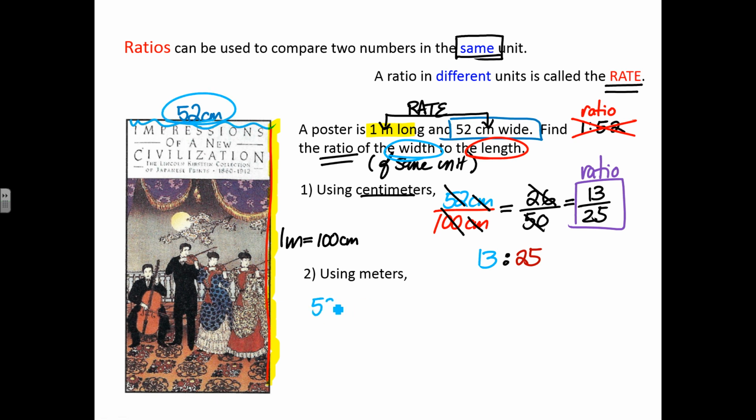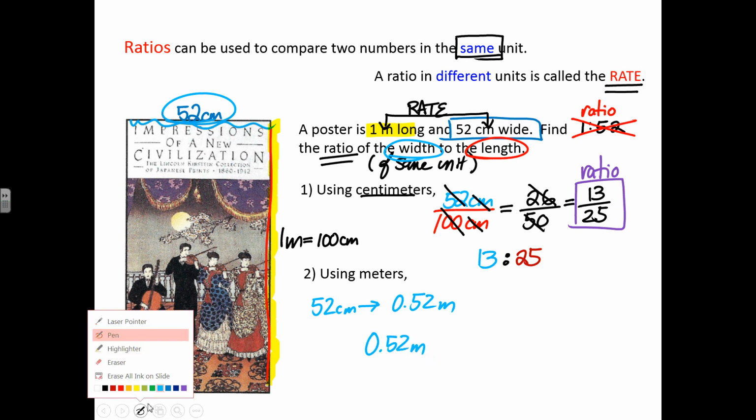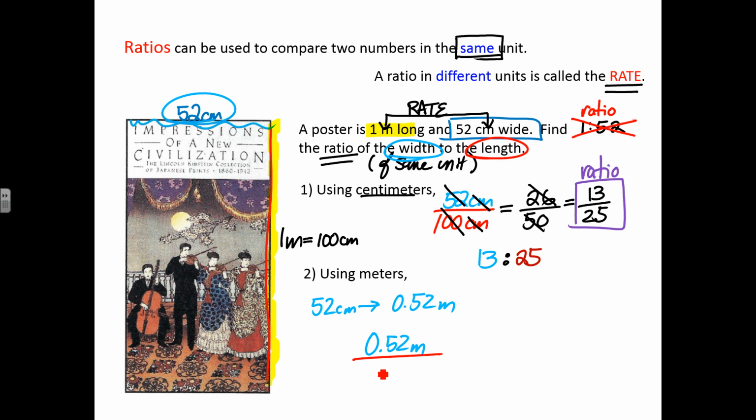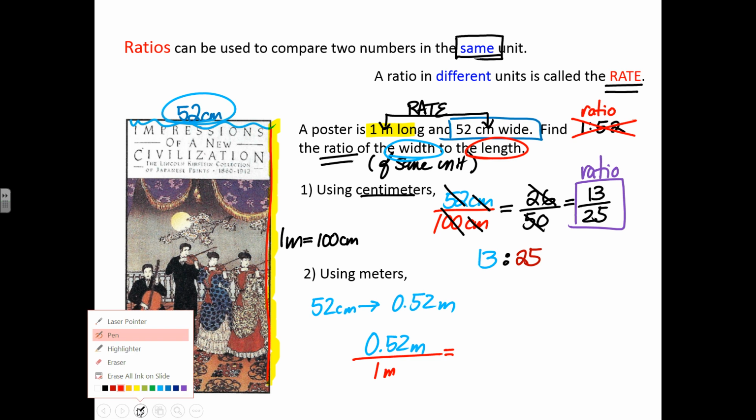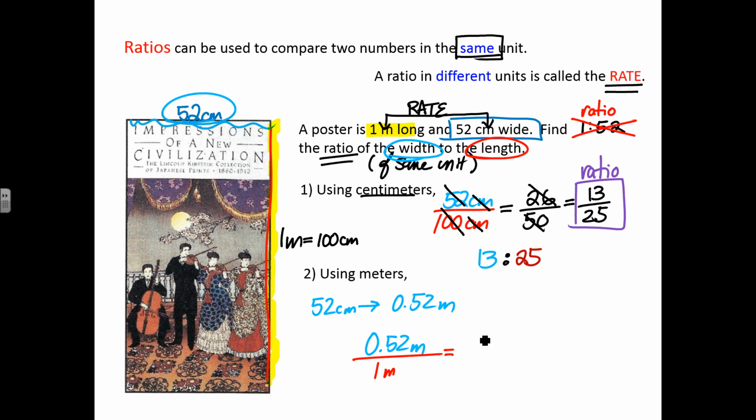So 52 centimeters is 0.52 meters. So again, 0.52 meters compared to 1 meter. You would divide this out, it would be the same ratio. 13 to 25.